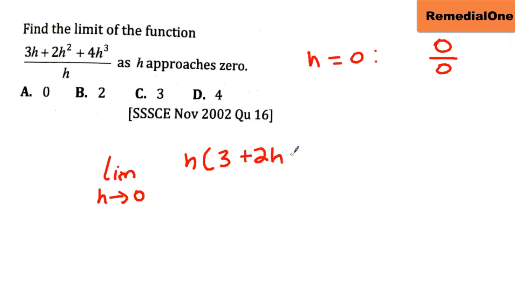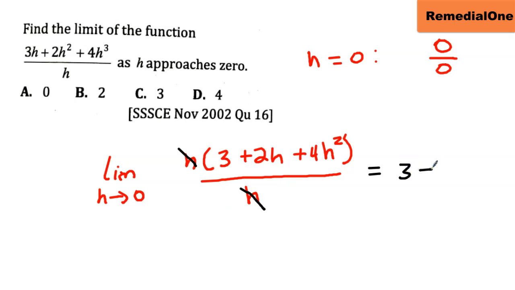We have taken the 1 of the h out, and then the 4h squared, all divided by h. And h divided by h is 1, so it goes away. And this time around, yes, we can plug it in. So when we plug it in, we get 3 plus 0 plus 0, and that is 3. So this becomes a good option.